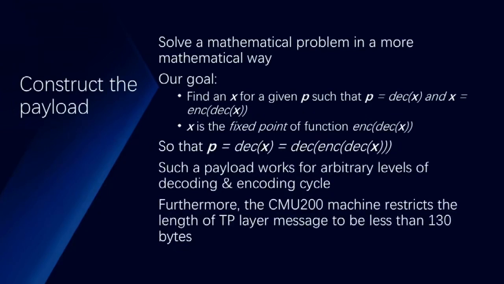And what's more, the CMU200 machine actually, we don't know how to bypass that restriction. It restricts the length of the TP layer message to be less than 130 bytes. And the buffer you want to overflow is 256 bytes long. So you have to make a 130 byte payload to overflow a 256 byte buffer. So this is not a very trivial task, but it indeed is possible. And yes, we successfully made it.